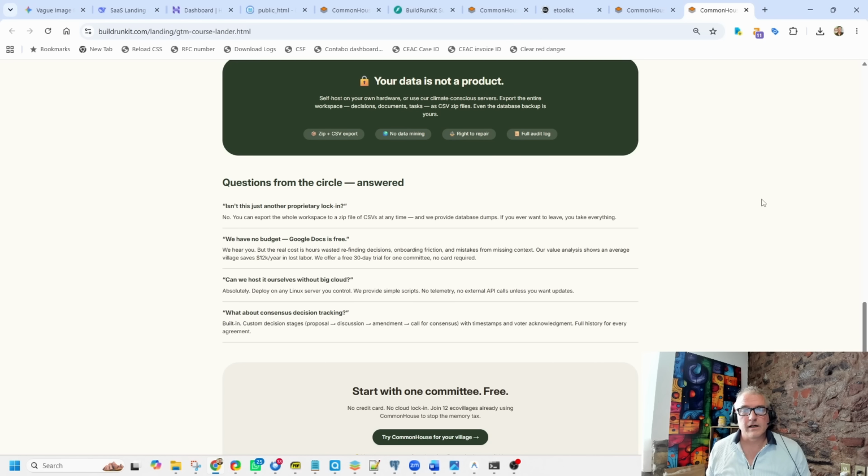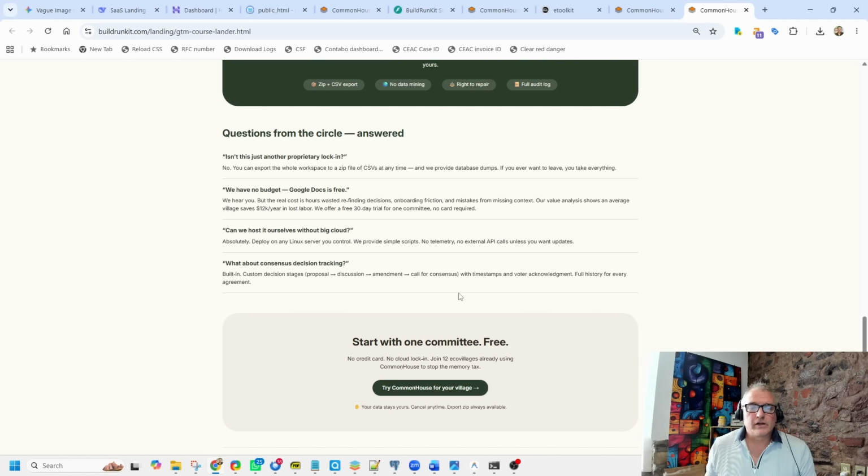A really important benefit that we're going to state here is that your data is not a product, because eco villages are people that really understand that if you're not paying for a product, then you are the product. Even though many of them use the common solutions that we all use for our documents, for example, they don't like it because it's not private, and they understand that these big companies are profiting off of mining their data. And so that's a big question answered. And then we have some other ones that we've answered.